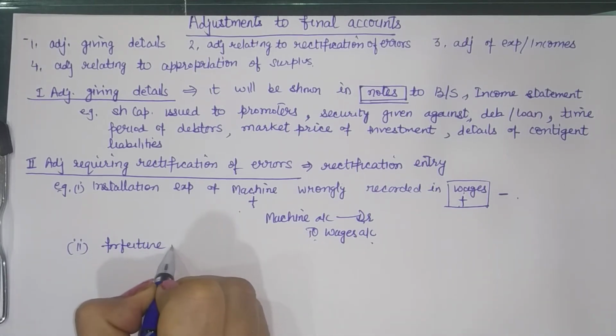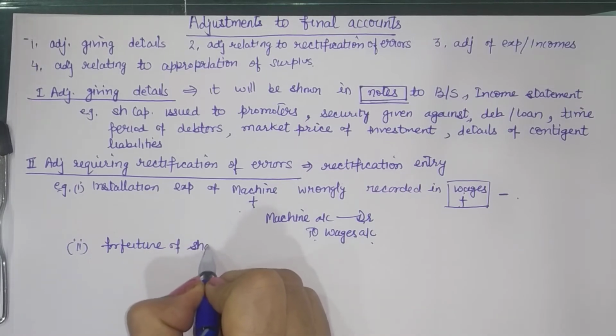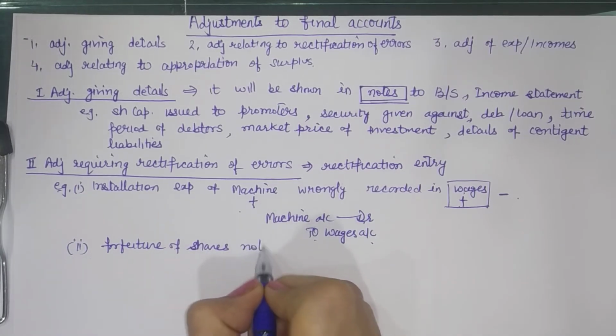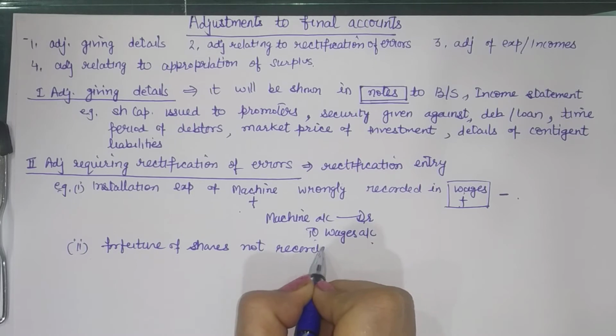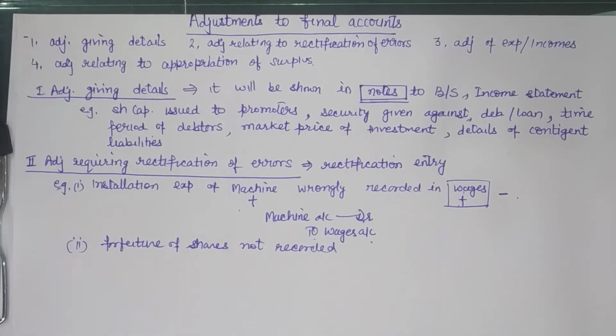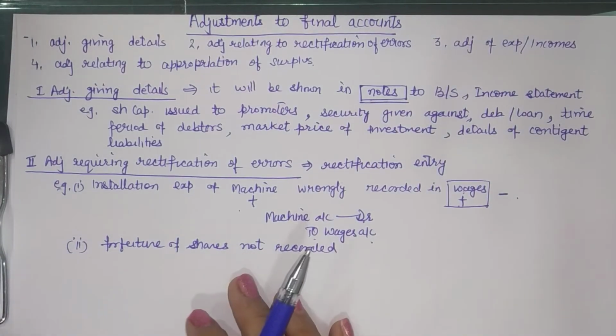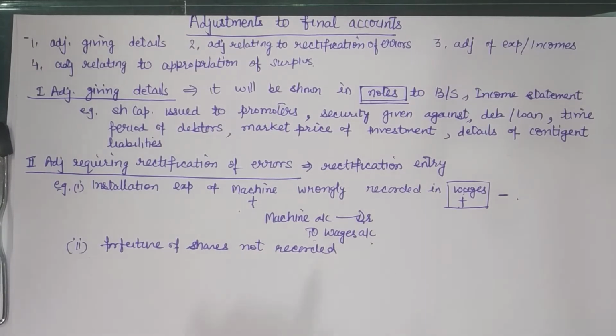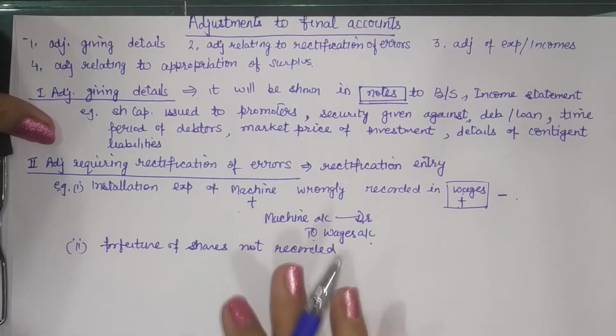Forfeiture of shares not recorded. Now, if you haven't recorded forfeiture of the shares, this is a mistake of omission. You omitted to pass the entry. Now, what is the effect of forfeiture of shares?